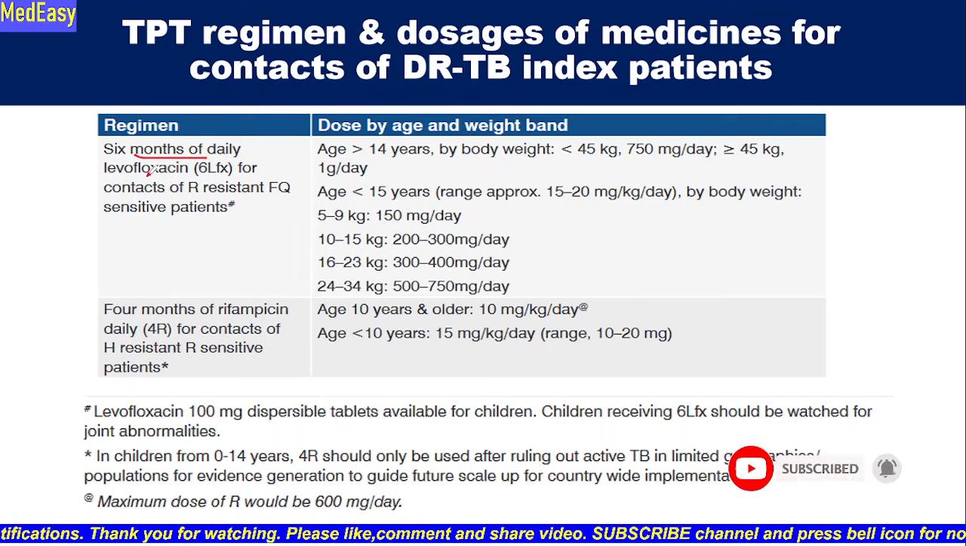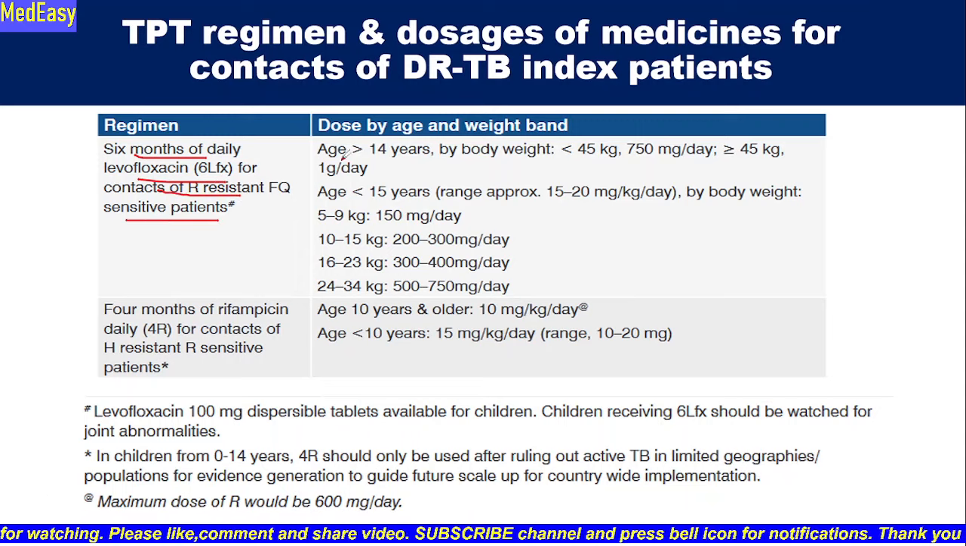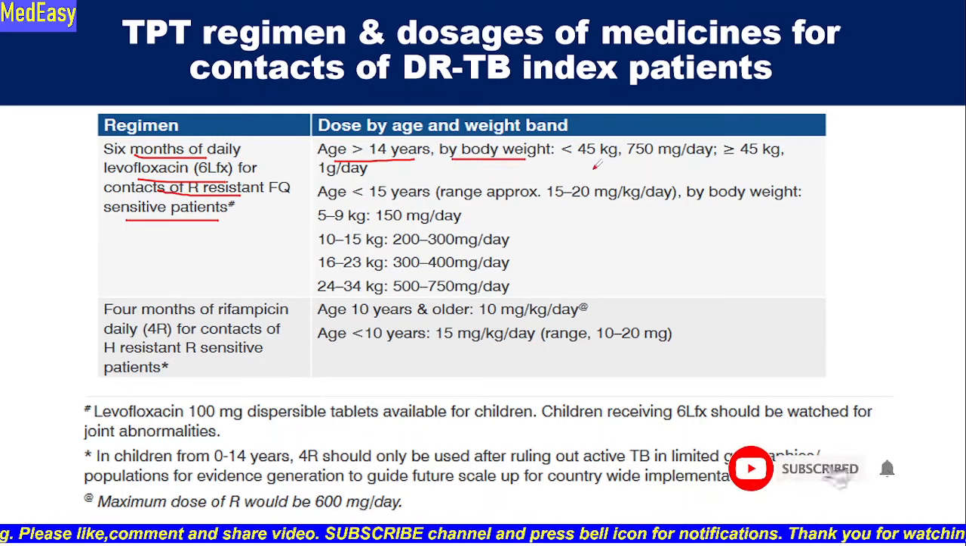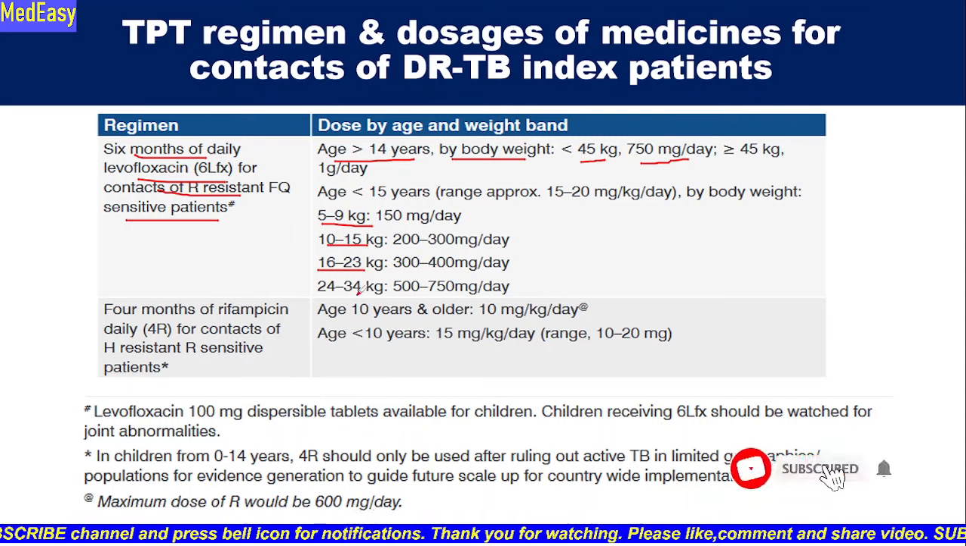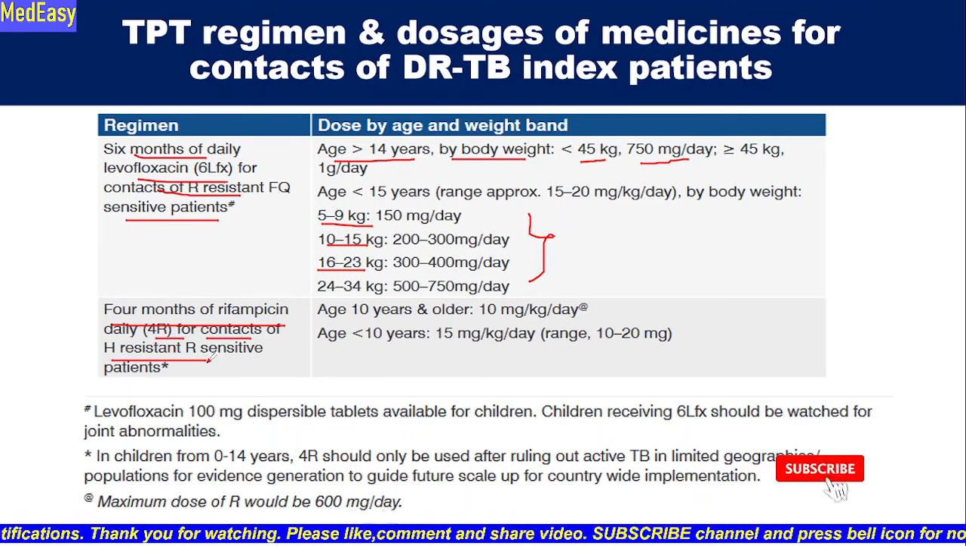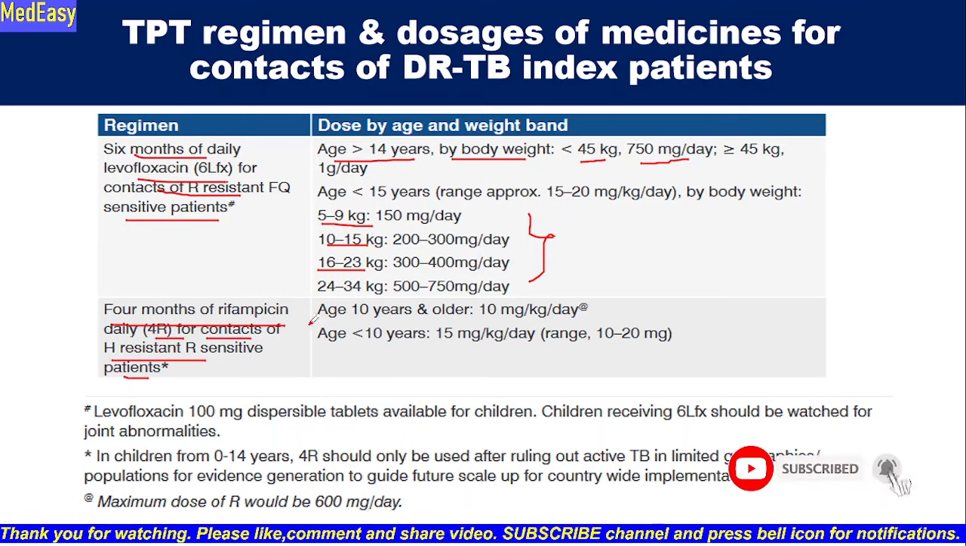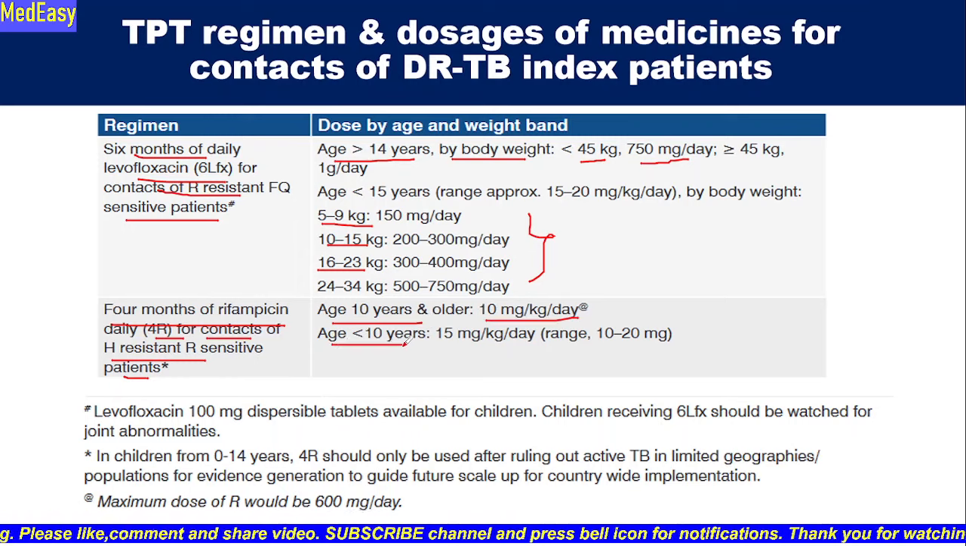So 6 months of daily levofloxacin is given for contacts of rifampicin resistant but fluoroquinolone sensitive patients. If age is more than 14 years or body weight more than 45 kg, the dose is 750 milligram per day. This is the dose as per the weight band: there are 5 to 9 kg, 10 to 15, 16 to 23 weight bands, and as per weight band we will give them therapy. Now 4 months of rifampicin, 4R, for contacts of H resistant and R sensitive patients. For that patient, if age is 10 years or older, the dose is 10 milligram per kg per day. But if the age is less than 10 years, then the dose is 50 milligram per kg per day.